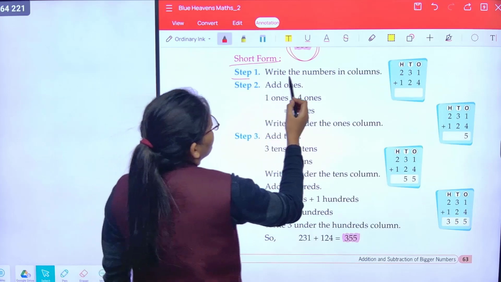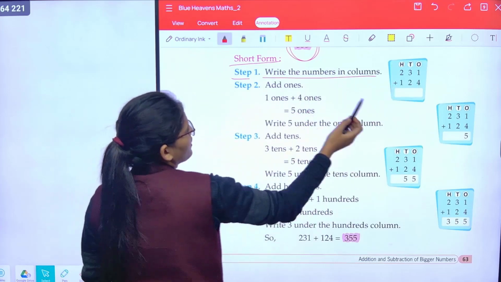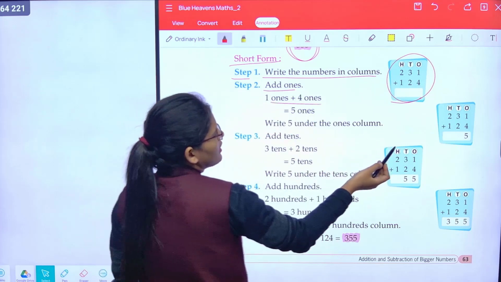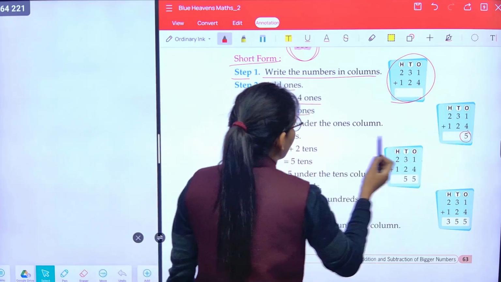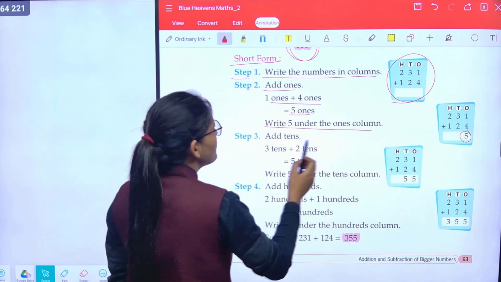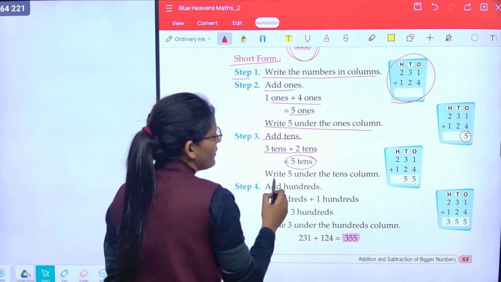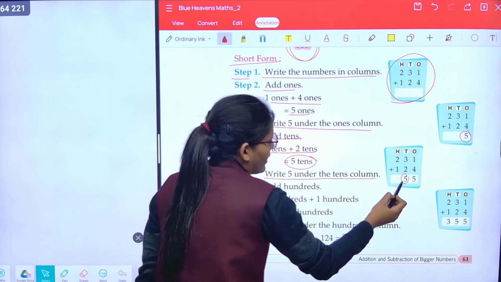Now step 1, write the numbers in columns like this. Now add ones. 1 ones plus 4 ones, 5 ones. Write 5 under the ones column. Now add tens. 3 tens plus 2 tens, 5 tens. Write 5 under the tens column again.